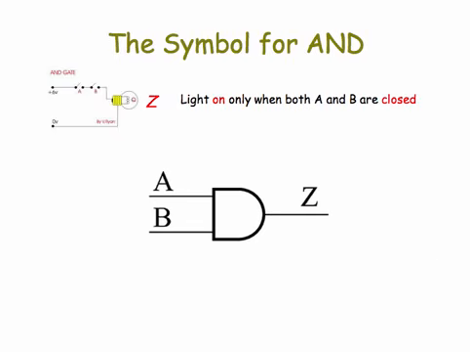We can take the abstraction one level further and represent the logic by this simple symbol here. This is the symbol for an AND gate. It takes two inputs and one output, and we know that this output is on or true only when both of the inputs are on or true.